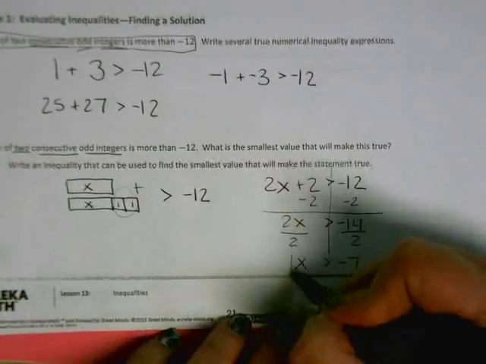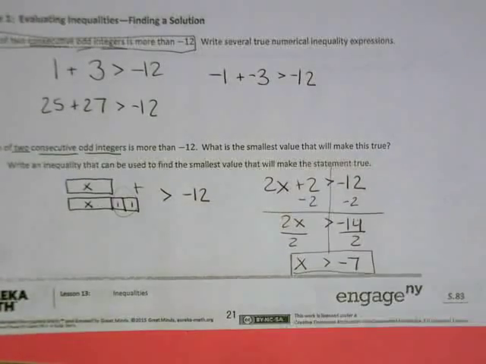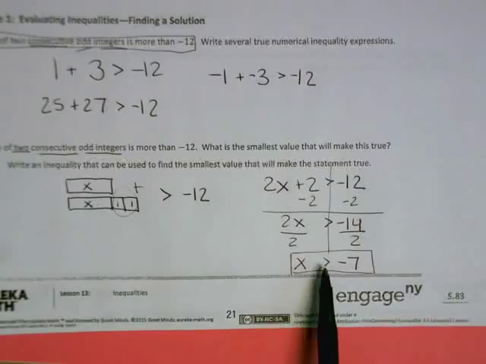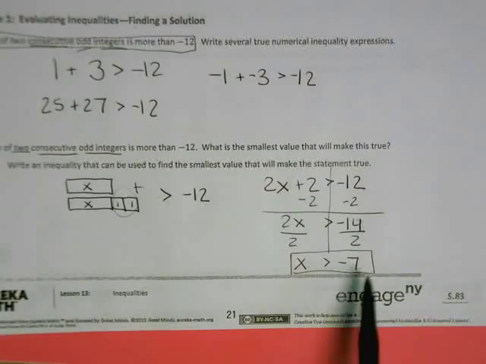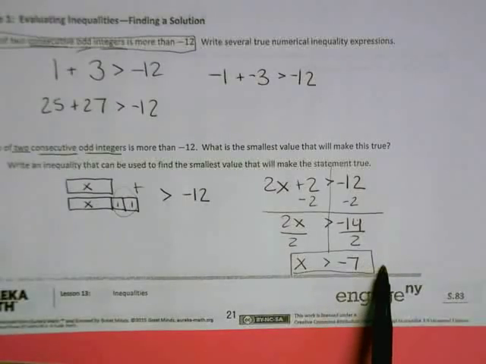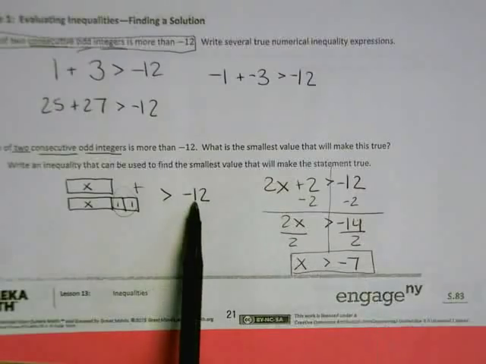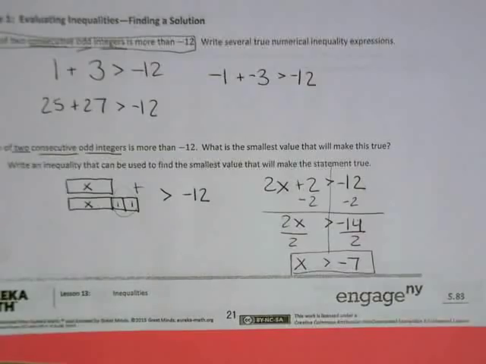So what this tells me is that I can pick any two consecutive odd numbers as long as they are bigger than negative 7. Negative 7 wouldn't work. It's saying you can't do negative 7 as your smallest number, because then you'd have negative 7 and negative 5. That's the next biggest odd number. And negative 7 plus negative 5 is negative 12. It's not bigger than negative 12. It is negative 12. So that just doesn't work with our situation.